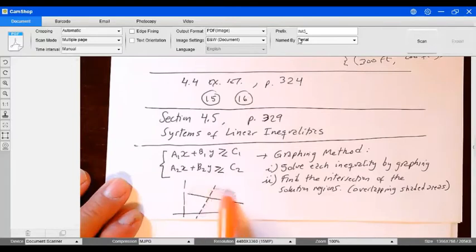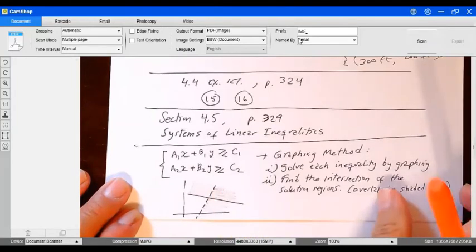So this is the overlapping region. Only the overlapping region is going to be the solution for the system. This is equivalent to finding the intersection point when you are working with lines. So this is the intersection point. But when you are working with inequalities, you are finding the intersection of areas, so shaded areas. So we are looking for the overlapping shaded areas. That is going to be the solution for the system.